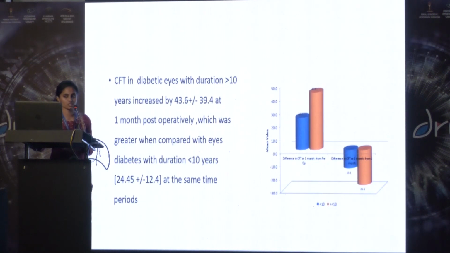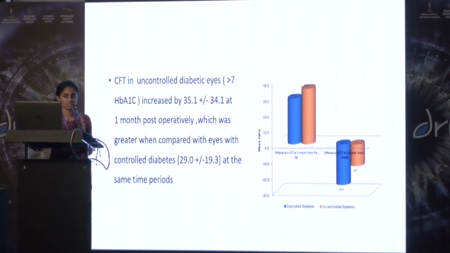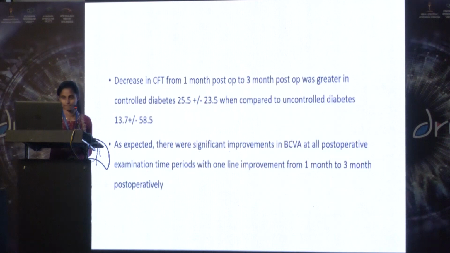And CFT in diabetic eyes with a duration more than 10 years increased by 43.6 plus or minus 39.4 at 1 month postoperatively, which was greater when compared with eyes with a duration less than 10 years. CFT in uncontrolled diabetic eyes, that is more than 7 HbA1c, increased by 35.1 plus or minus 34.1 at 1 month postoperatively, which was greater when compared with eyes with controlled diabetes. Decrease in CFT from 1 month to 3 months postoperatively was greater in controlled diabetes when compared to uncontrolled diabetes.